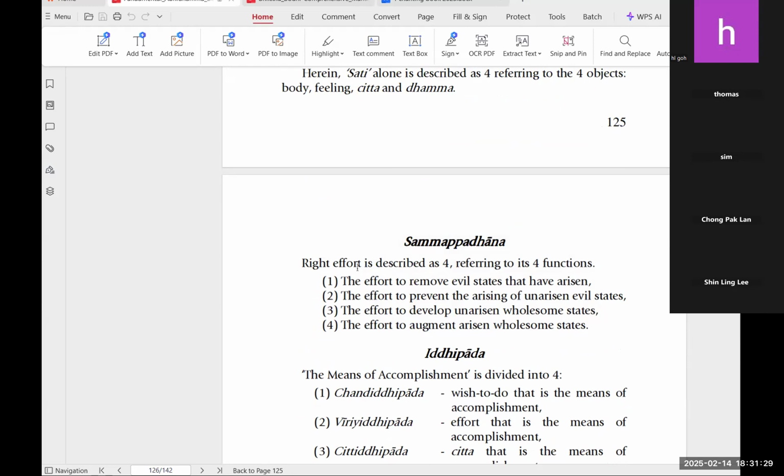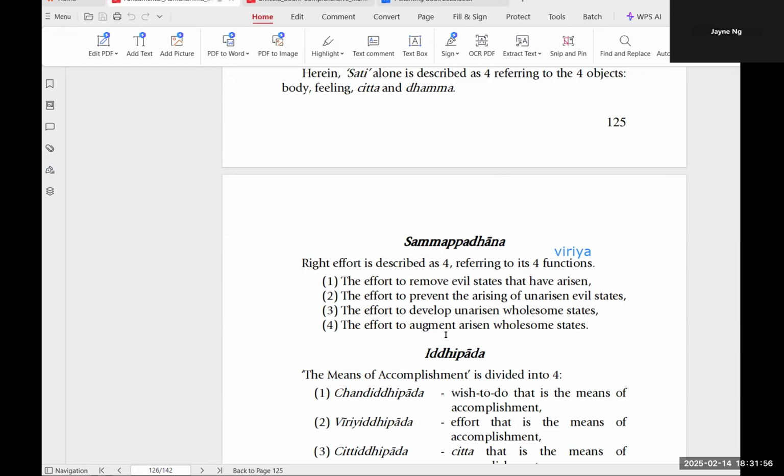Samapadana, right effort. Right effort in the ultimate sense is just viriya. So you can write down that in the ultimate sense it's just viriya by itself. Right effort means four. When you notice it, all these are very important for you to practice in meditation because you will have evil states.